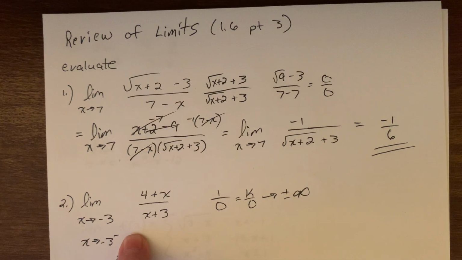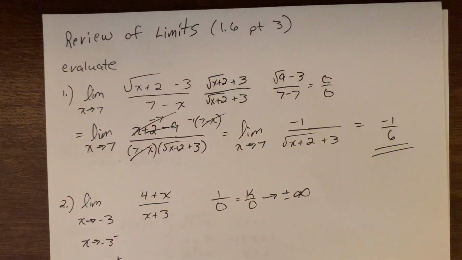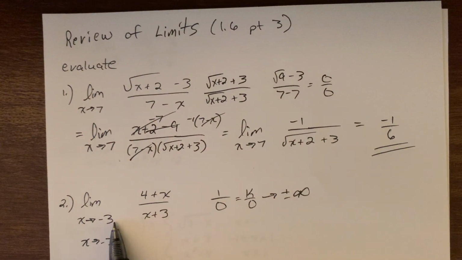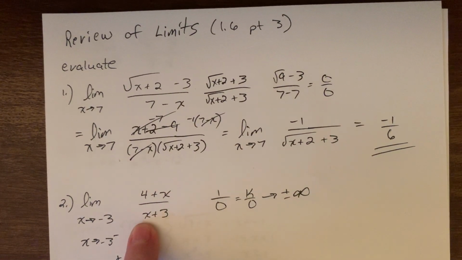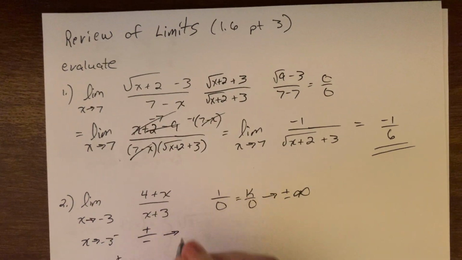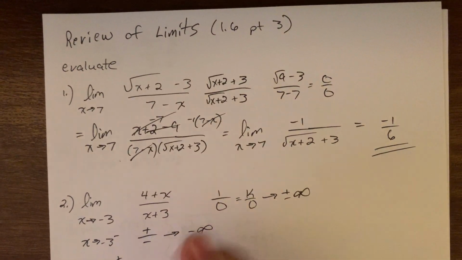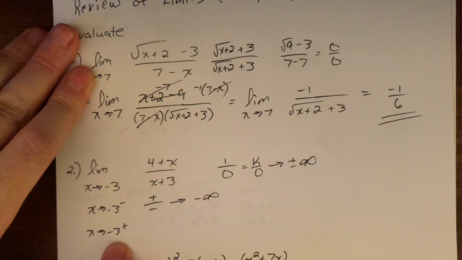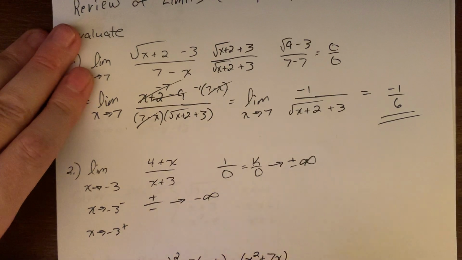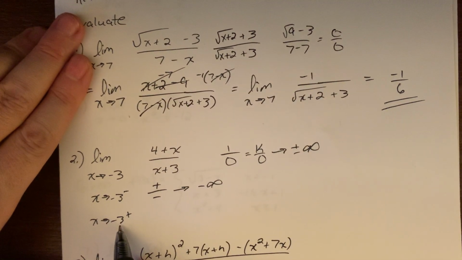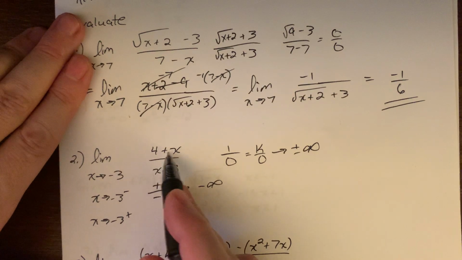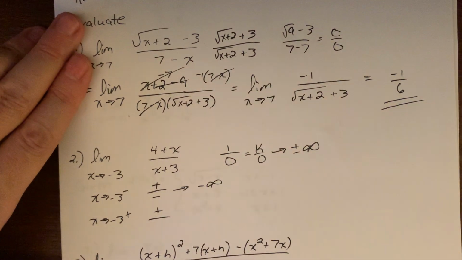So negative 3 from the left, that would be like negative 3.1 coming from this side on the negative side of the x-axis. So negative 3.1, 4 minus 3.1 is positive, but negative 3.1 plus 3 is a negative. So from the left, a positive over negative gives me a negative, so we're going to negative infinity. But now as I approach negative 3 from the right, again a negative value, I'd have something like negative 2.9 here. I'd still get a positive up here. 4 plus a negative 2.9 would still be a positive.